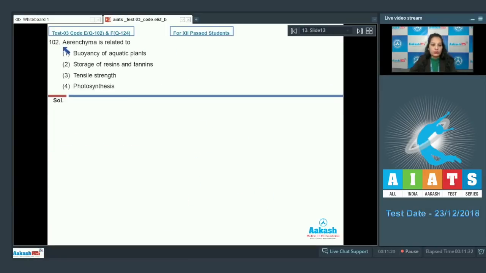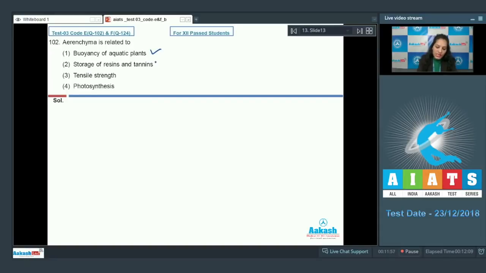Question number 102. Parenchyma is related to: first option, buoyancy of aquatic plants. Second, storage of resins and tannins. Third, tensile strength. Fourth, photosynthesis. Aerenchyma is a specialized parenchyma which is meant to provide the buoyancy to the aquatic plants so that they can float easily in the water. So, it is related to aerenchyma.